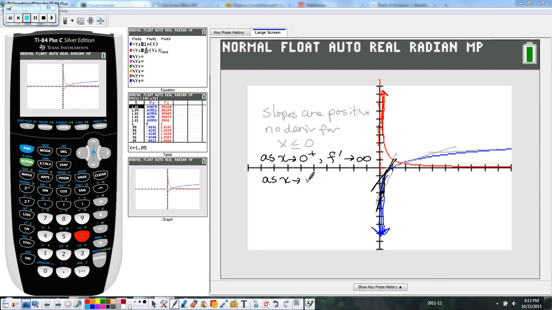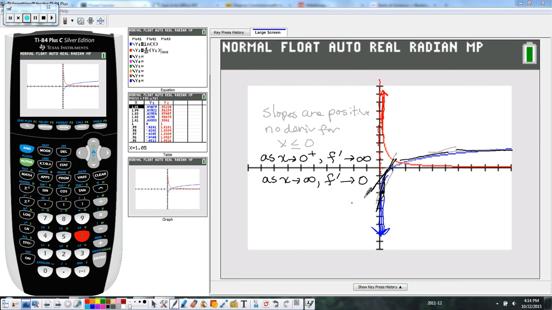As x goes to infinity, the end behavior of our graph, the derivative, what are the slopes doing? As we come across, we have a really steep positive slope, and then a little bit less steep positive slope, and a little bit less steep, and a little bit less steep. This is the idea of what's happening to the slopes. The slopes are getting more and more horizontal. They're headed toward a slope of 0, the slope of a horizontal line.